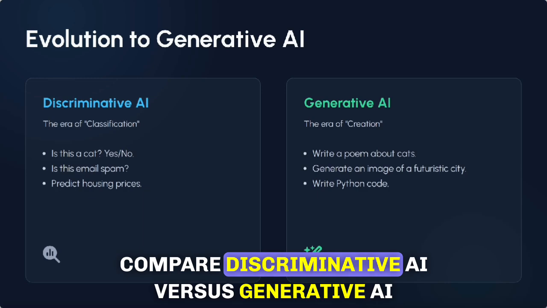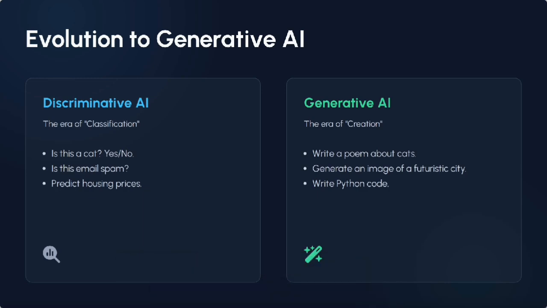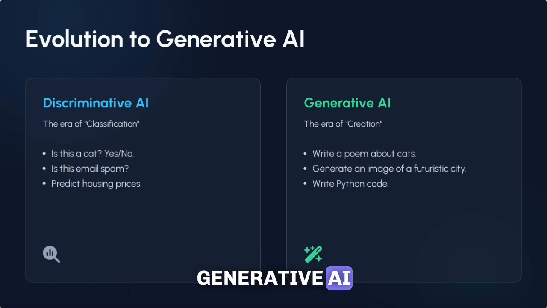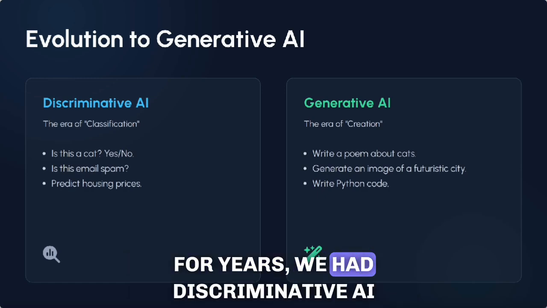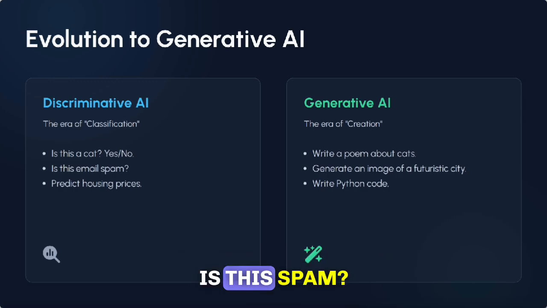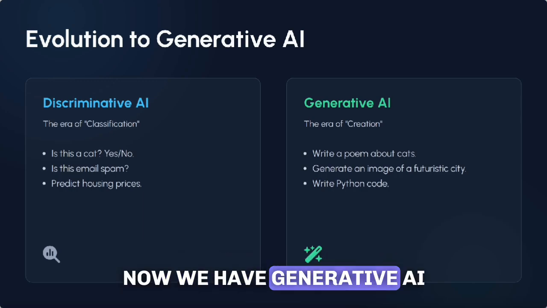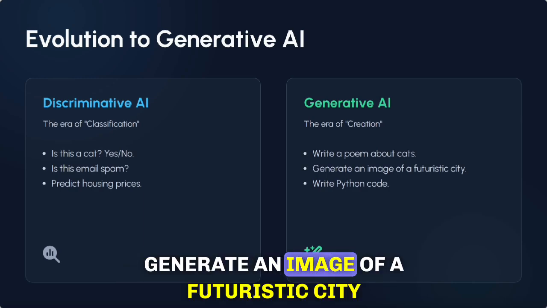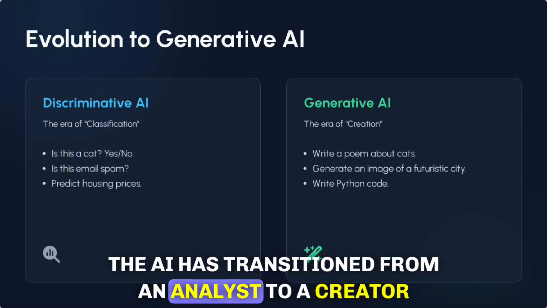Compare discriminative AI versus generative AI. This brings us to the most important development, generative AI. For years, we had discriminative AI. It classifies: is this a cat? Is this spam? Now we have generative AI. It creates. Write me a poem. Generate an image of a futuristic city. The AI has transitioned from an analyst to a creator.